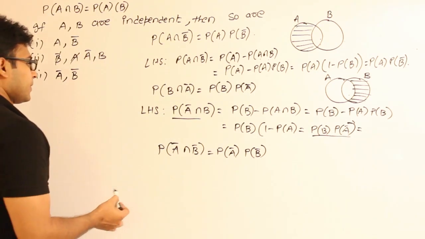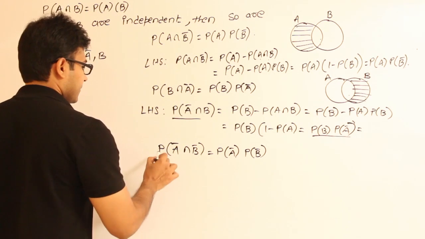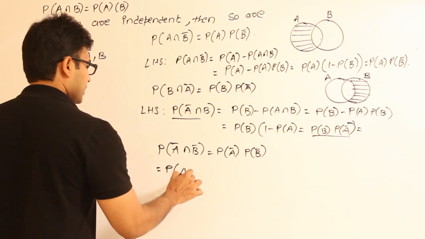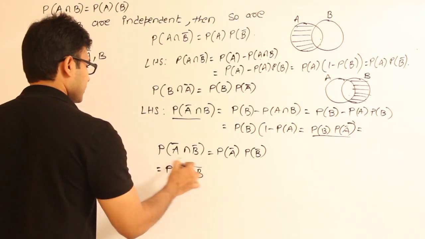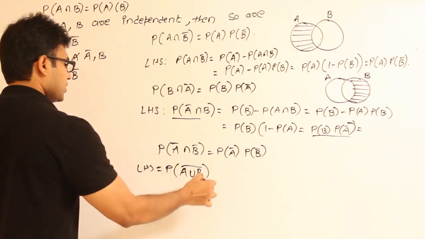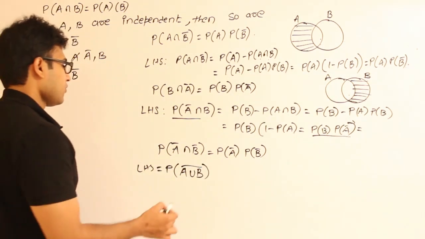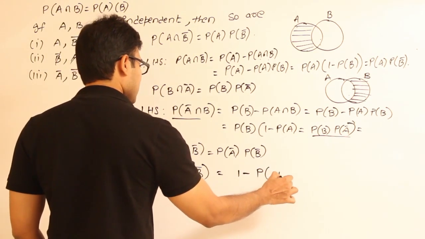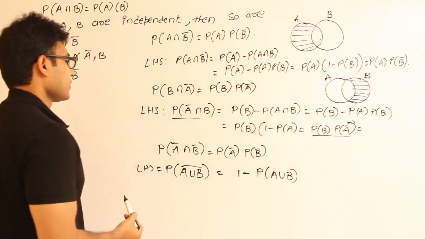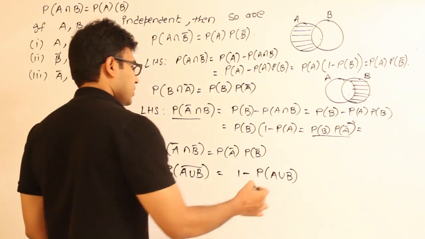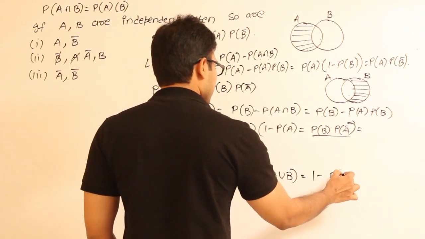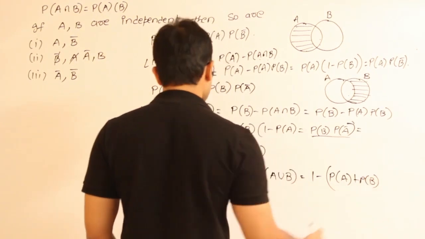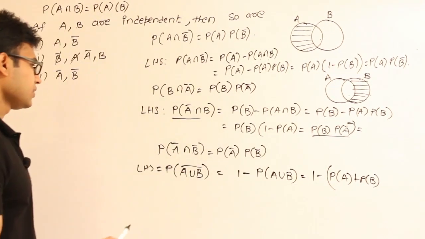Now let's try it. I can write this entire thing as P of A union B whole complement, LHS, right? Now we know that it can be written as 1 minus P of A union B, isn't it? And now we know that P of A union B is equal to P of A plus P of B. See again, how did I write this? This is again from the set theory only, right?